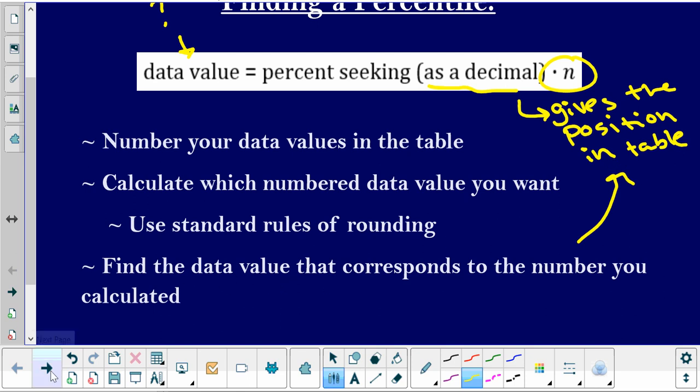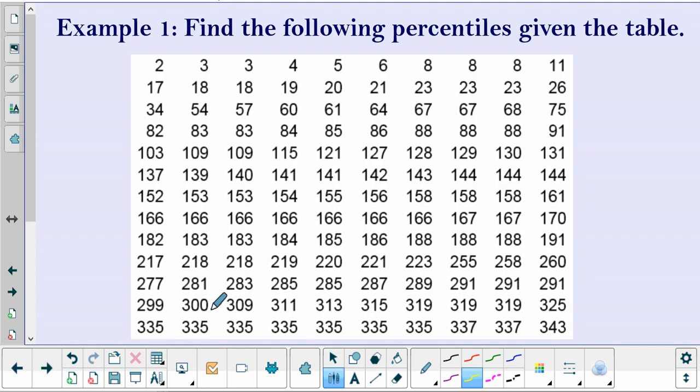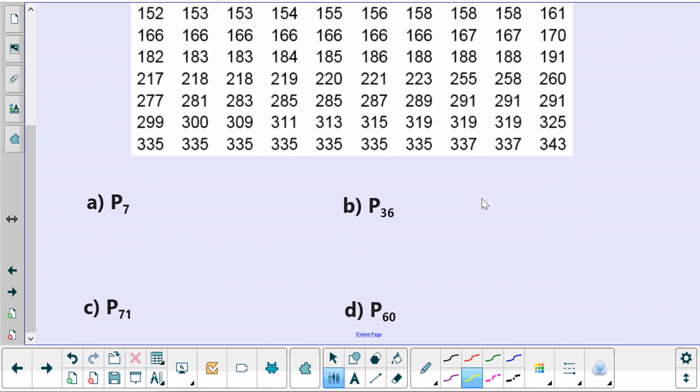So we're going to look at a couple of big tables today, and talk about how we find certain percentiles. Here's our first data table. We've got a big long data set here with a lot of values in it. There are a few examples down here: P7, P36, P71, and P60. This is the 7th percentile, or the 36th percentile. So if I ask, what value marks the 7th percentile of this data table? That's what we have to find.